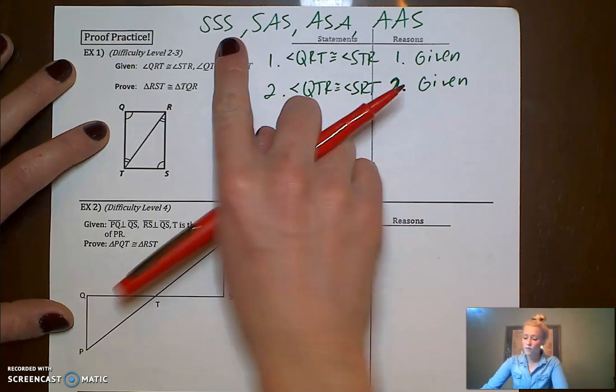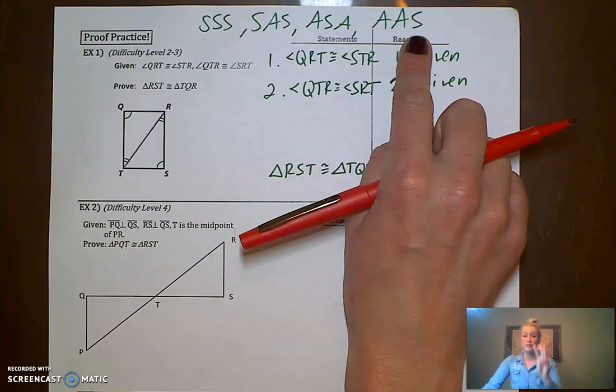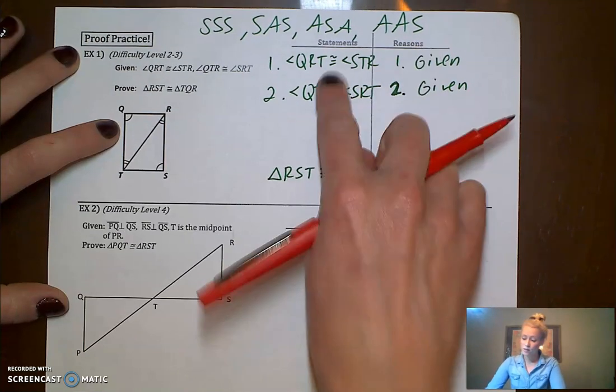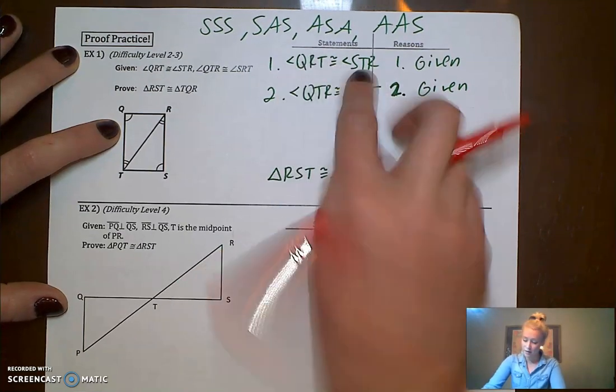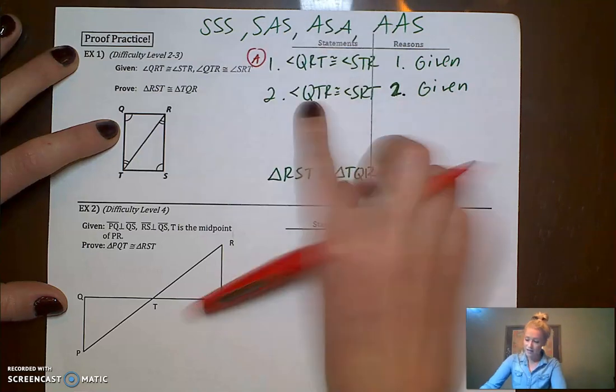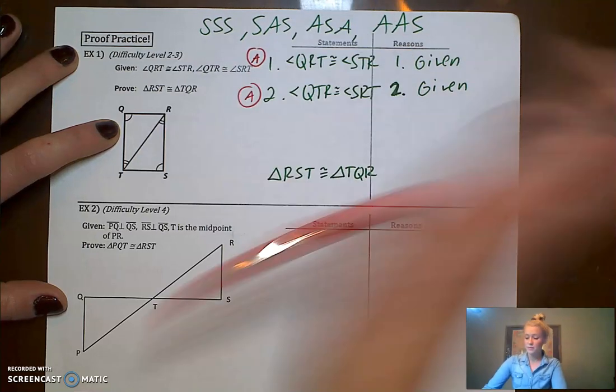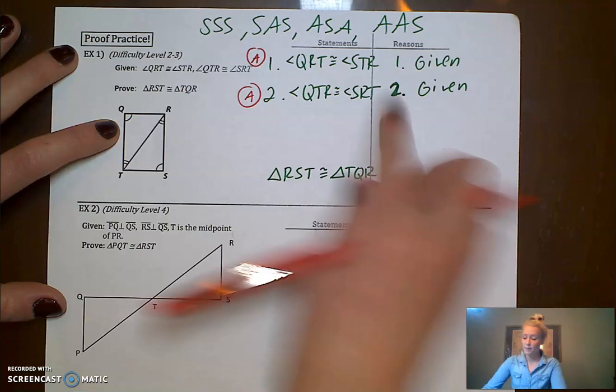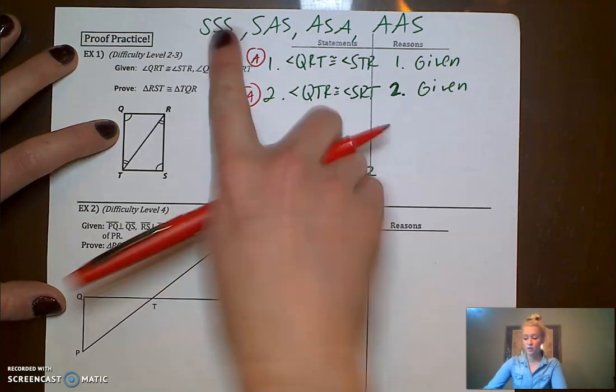Now, all 4 of these shortcuts require 3 congruent parts. So far, I have 2. I have an angle pair. I have another angle pair. I'm just after that 3rd thing, and once I have it, I can decide which shortcut it is that I'm talking about.